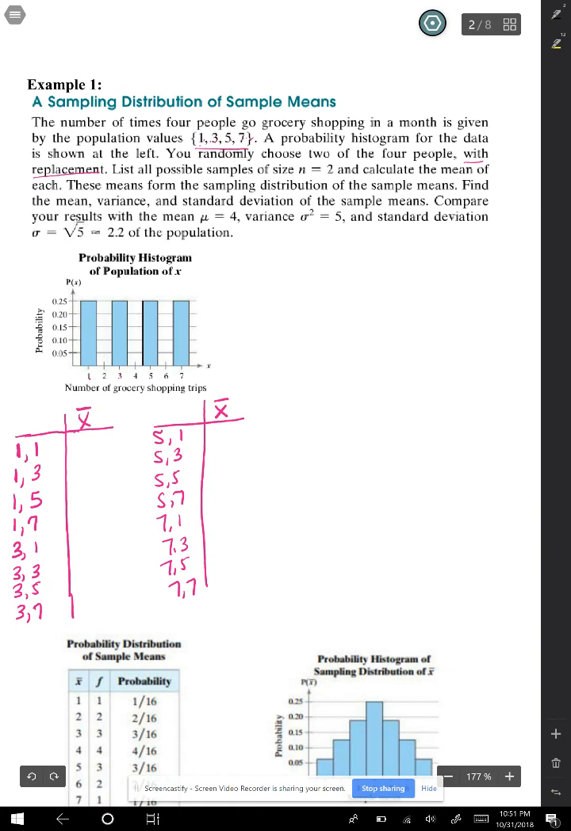So when you're finding the mean, you're adding and dividing by 2 because there's 2 numbers in our sample. So I'm going to add 1 plus 1, do this up here, and divide by 2. I'm going to add 1 plus 3 and divide by 2. I'm going to add 1 plus 5 and divide by 2 and go down the list and do all of those. So this would be 2 divided by 2 is 1. This would be 4 divided by 2 is 2. This would be 6 divided by 2 is 3, and just keep going down the list and doing that.